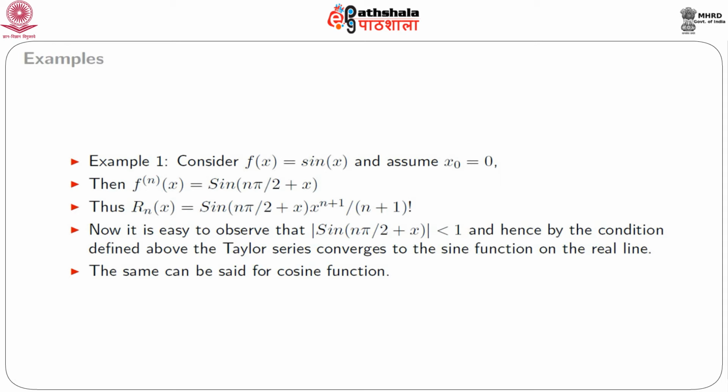Now, since sine functions are uniformly bounded by unity, we find by the condition just discussed earlier that the Taylor series converges to the sine function on the real line. The same can be said for cosine function, as the nth order derivatives of cosine functions are also uniformly bounded by unity.